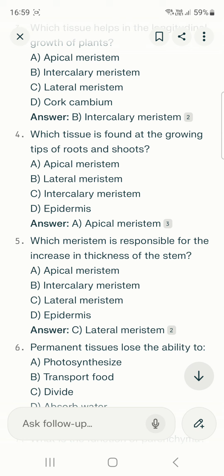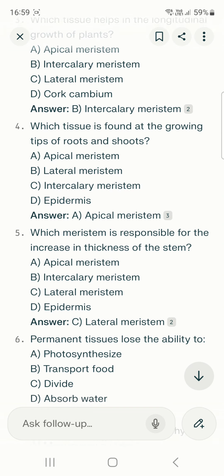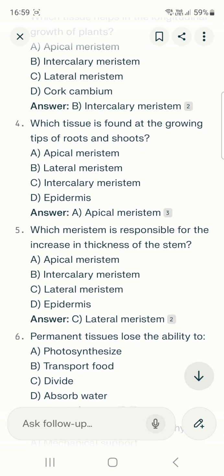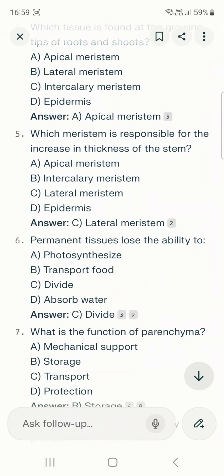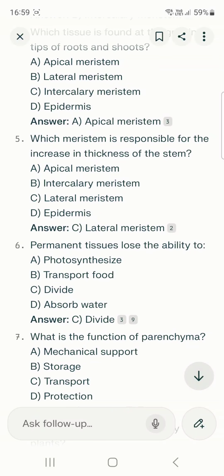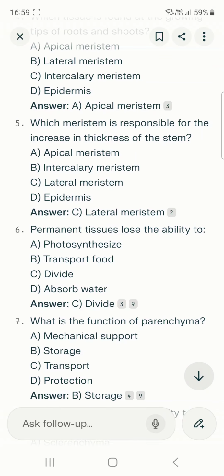Which meristem is responsible for the increase in thickness of the stem? Option C, lateral meristem. Permanent tissue lose the ability to, option C, divide. And the next question, what is the function of parenchyma? Correct answer is storage.